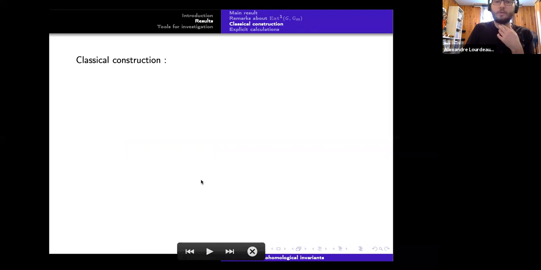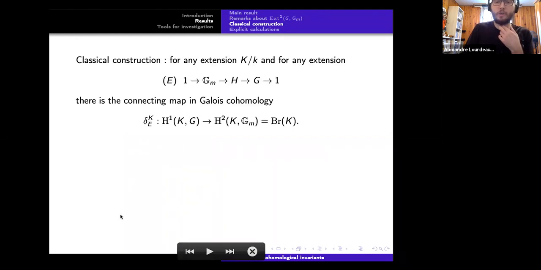After some remarks, I recall a classical construction for Brauer invariants. That is, for any field extension and for any group extension of G by G_m, the multiplicative group, I forgot to mention it. Well, if we take the Galois cohomology, we have a connecting morphism from H1 of K, G into H2 of K, G_m, which is the Brauer group of K.